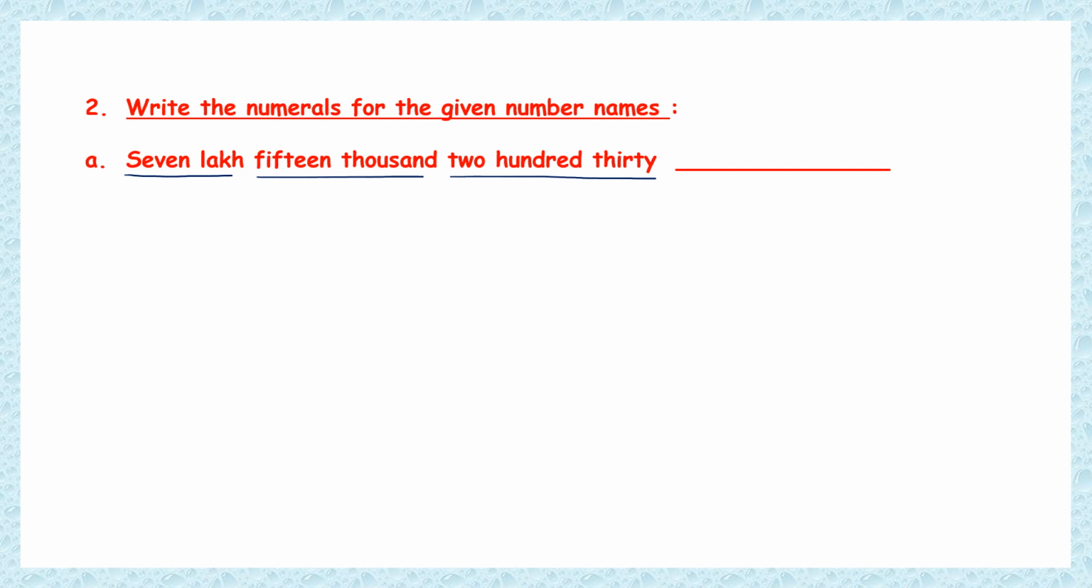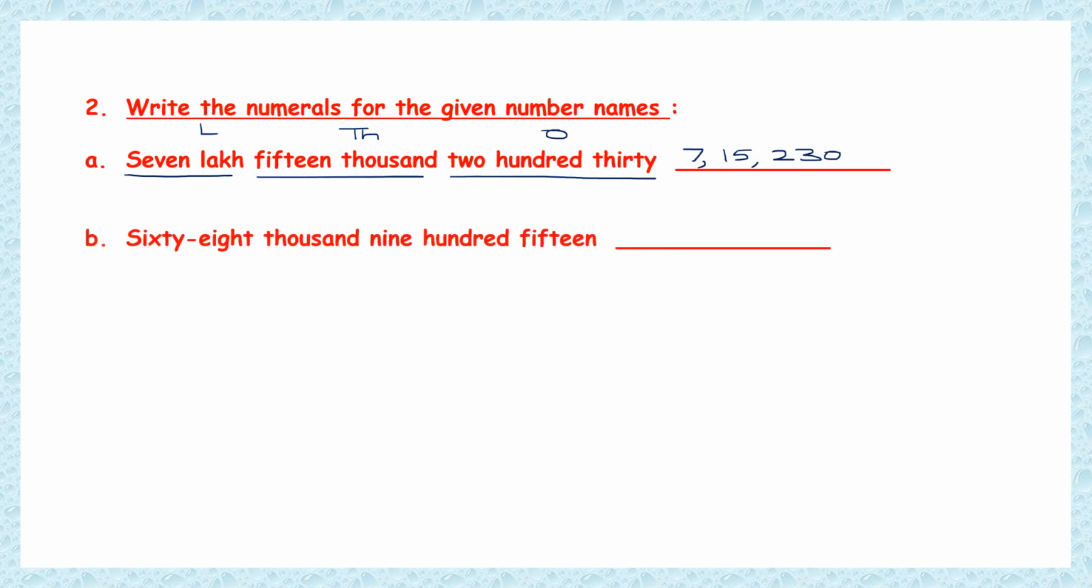So let's see. Now there are 3 periods. So this is the lakhs period. This is the thousands period and this is the ones period. That means there are 3 periods in the 6-digit number. So this is in the Indian system. So let's write 7 lakh. After each period, we need to put a comma. So 7 lakh. Then we have 15,000. Again a comma. 230. So we've got a number and that is in the Indian system. Now the second one, here let's read it.